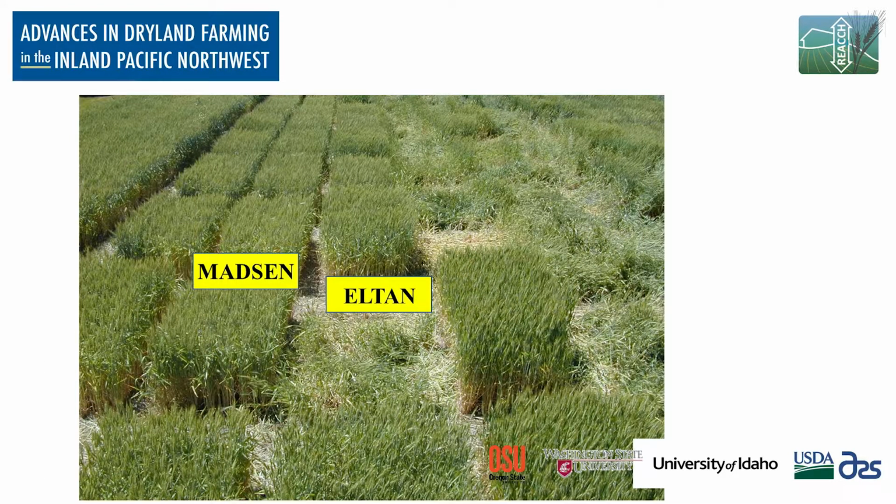So here's a shot just to demonstrate the effect of variety resistance. So this is a variety testing site. The one labeled Madsen is resistant to strawbreaker. In fact, it was one of the first ones that was derived about 30 years ago. Next to that, we see Eltan, which is a susceptible variety. You can see that plot is completely fallen over.